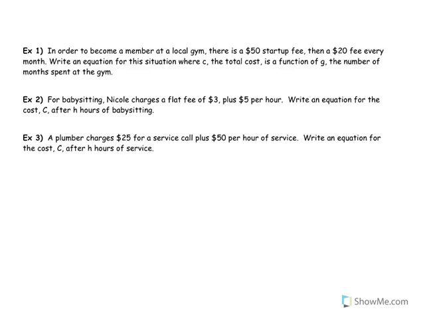Okay, so let's begin with some real world situations. In example 1, in order to become a member at a local gym, there's a $50 startup fee, then a $20 fee every month. We need to write an equation for the situation where C, the total cost, is a function of G, the number of months spent at the gym. So remember, we are writing in the form of y equals mx plus b. Now let's go through and identify some information.